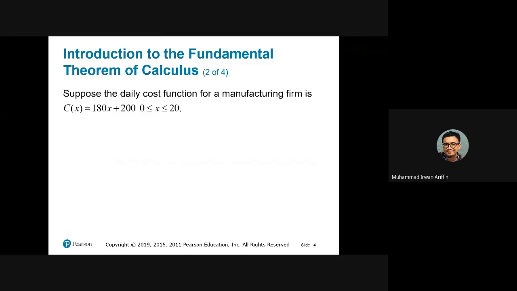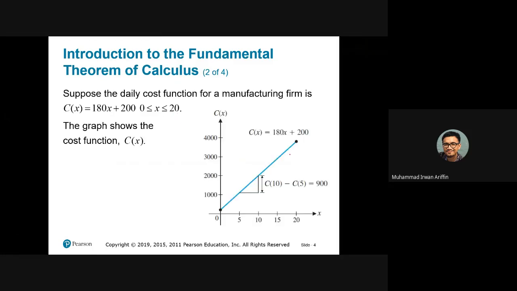We're going to use this example of a cost function. Let's say we have a cost function given to us: 180x plus 200. You should already know that 200 is the fixed cost, 180 is the variable cost, and x is the quantity. The company also faces a technological constraint: the quantity can only be produced from 0 to 20. Now, this is the graph.